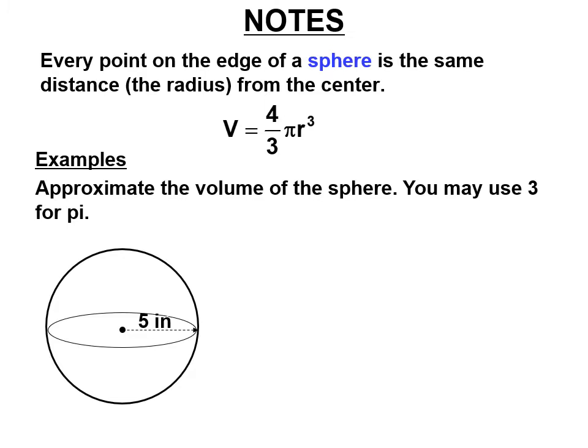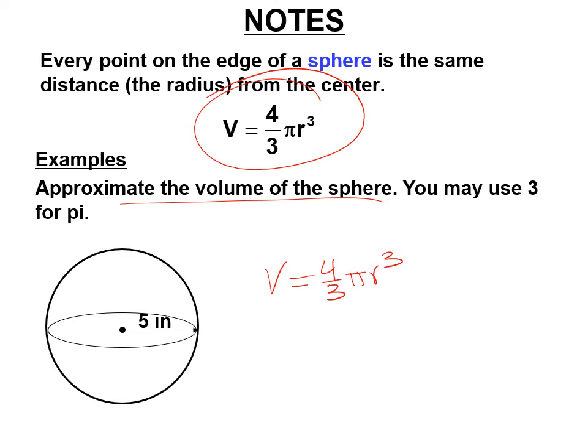All right, so this is the formula for a sphere. Volume equals 4/3 pi r cubed, and we're going to go over why it is that way. It says approximate the volume of the sphere. You may use 3 for pi. Oh, isn't that nice? So we're going to do 4/3, it's exactly 4/3 pi r cubed. Now the reason it's cubed is because there's no height. So it's really r squared times height, and you'll see that in a second.